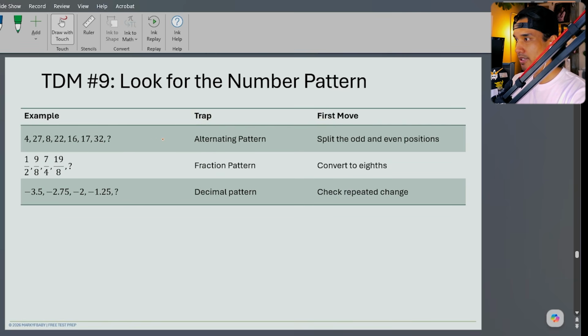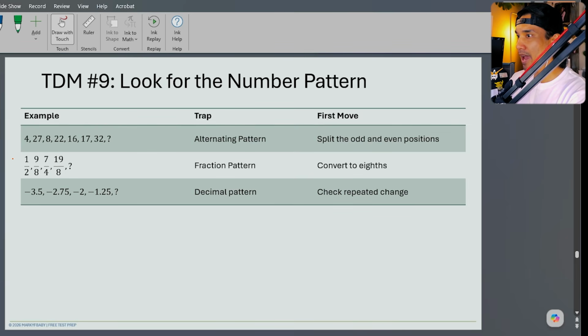Here's an alternating pattern: 4, 27, 8, 22, 16, 17, 32. 4 to 27, something happens, but then you go 27 to 8, and it just messes up whatever thought process you had. Well, if we split it, we get 4, 8, 16, and 32. What's happening? It's doubling. When we get 27, 22, 17, what's happening? We're subtracting by 5. Split the odd and even positions.